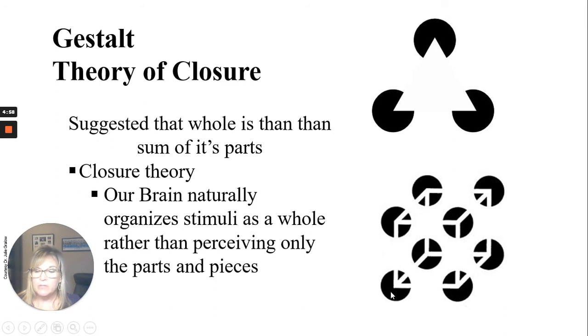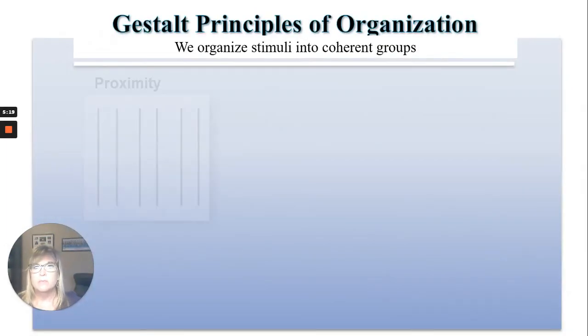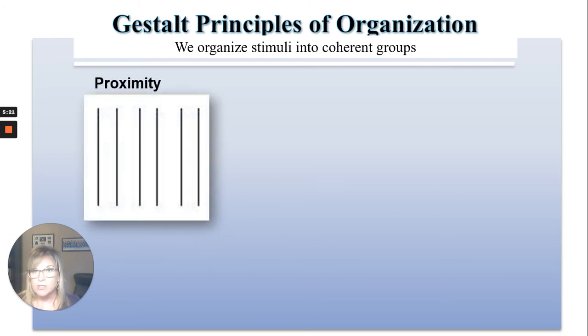And then, when we look at even paragraphs and sentences, if somebody puts in an extra word in a sentence or we're missing a word, a lot of times we fill in those blanks when we're reading something. We want it to make sense to us. We want to make sense out of a picture, so we visually organize information to make it make sense to us. So here are some other Gestalt principles of organization.